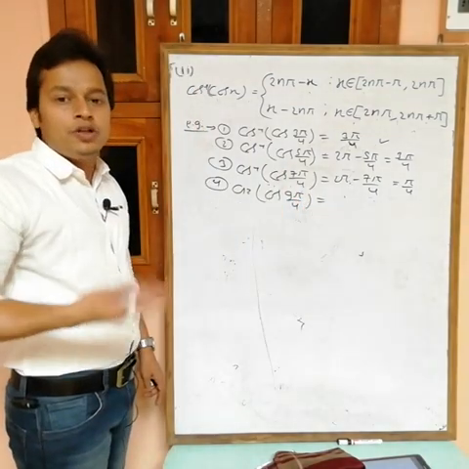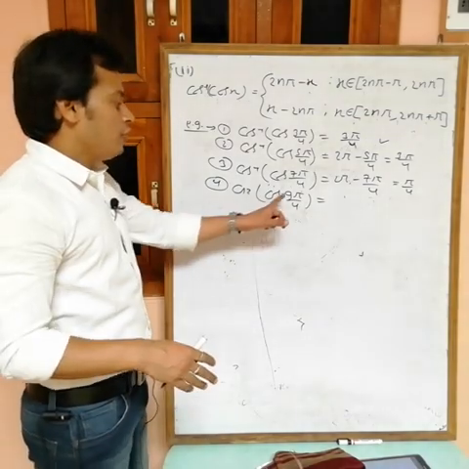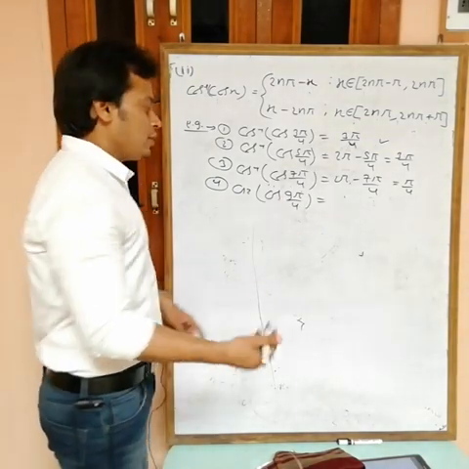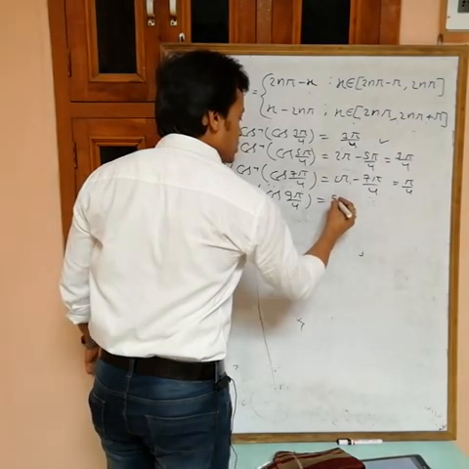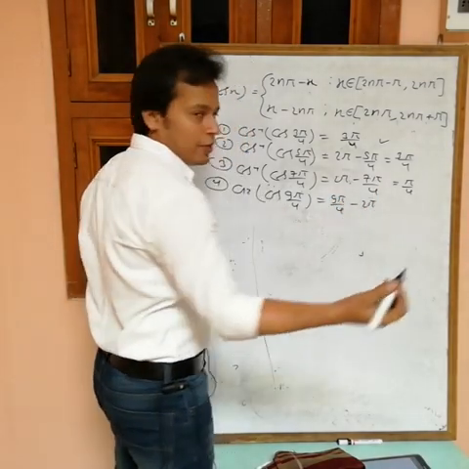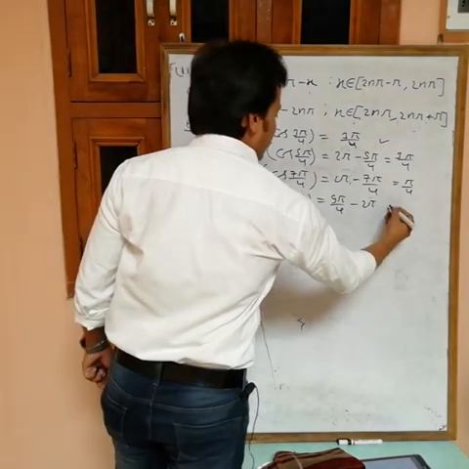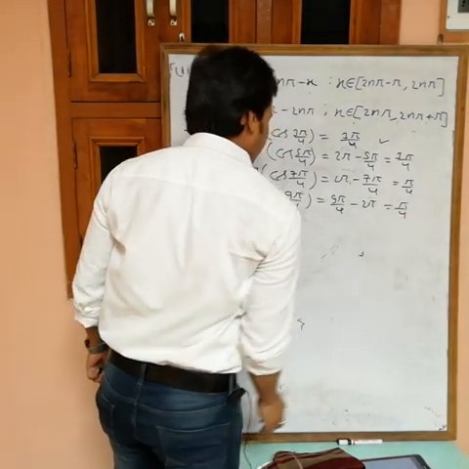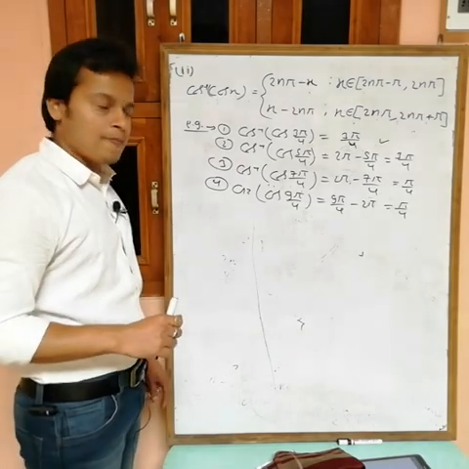Now this one is greater than 2 pi. If x is greater than an even multiple of pi, then the answer is x minus that even multiple of pi, because this is greater than 2 pi, right? Then what are we getting? Pi by 4. Okay, obviously.